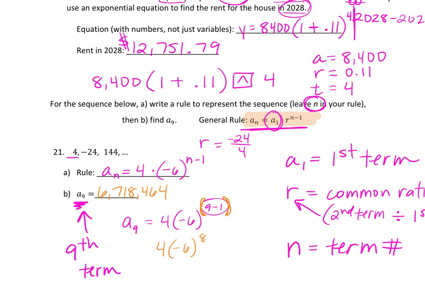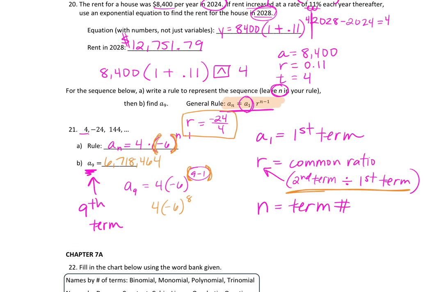Did you get that? Okay. You got a negative? That's because you didn't put parentheses around this guy, I bet. Yes, ma'am. You take this. Your R is always the second term divided by the first term. So negative 24 divided by 4.